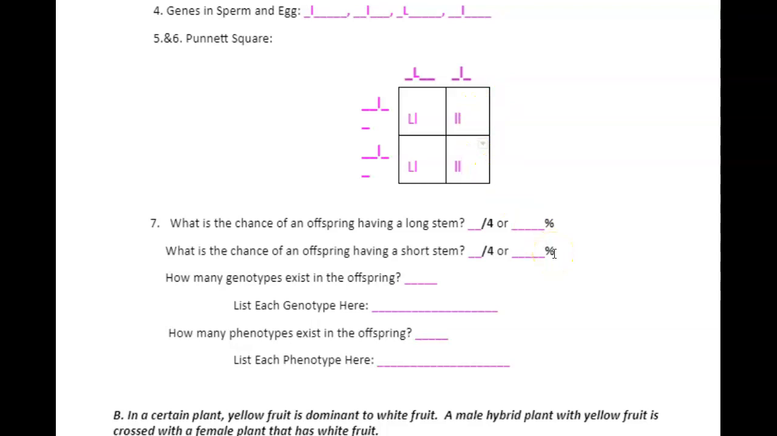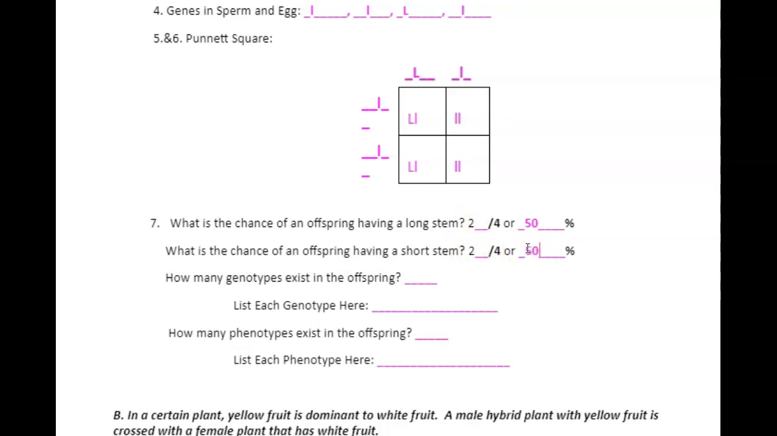Then we need to figure out what's the chance of having a long stem. I've got 2 that are big L, little l, and I know that big L is long. So that would be 2 out of 4. And 2 out of 4 is the same as half, so that would be 50%. What's the chance of having a short stem? That's little l. That's 2 out of 4, or 50%.